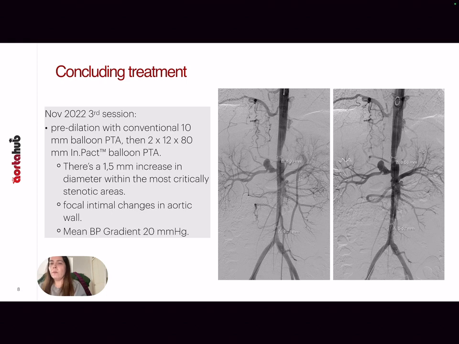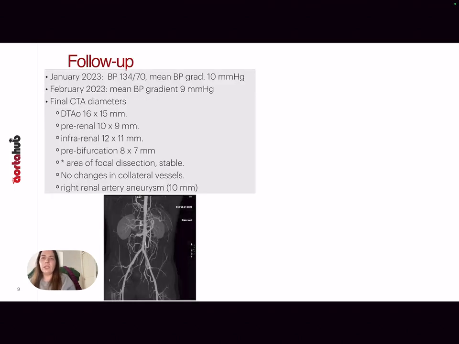There were some intimal changes on this occasion. We did see a focal area of dissection, but with no acute features and no progression during the immediate checkup. He did have a mean blood pressure gradient of 20 millimeters of mercury. Our next follow-up was already in January 2023. His blood pressure was normal and his blood pressure gradient had decreased down to 10 millimeters of mercury.